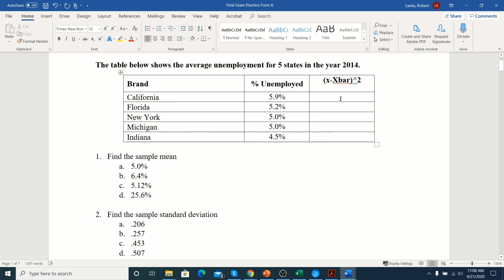5 minus 1 is 4. So I'd go through 5.9 minus 5.12, and maybe on the exam I give you an assumed true mean, so just in case you got one wrong, I then go through 5.2 minus 5.12 and then squared. I would then do this for each one of these, add them all up, and then divide by n minus 1, so divide by 4.